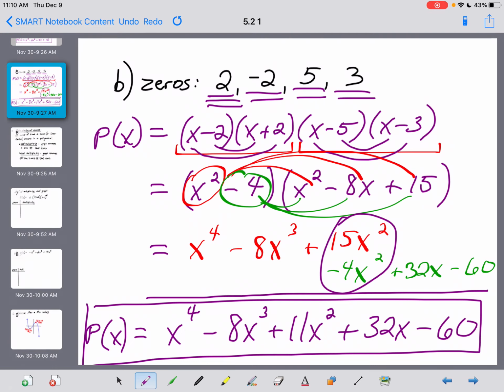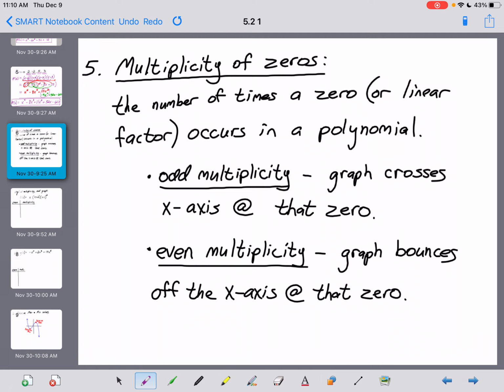Okay, so moving on from there, everybody. Next, we're going to talk about this weird word called multiplicity. The multiplicity of a 0 is essentially the number of times that a 0 or a linear factor can occur within one given polynomial. And something cool happens with multiplicity.